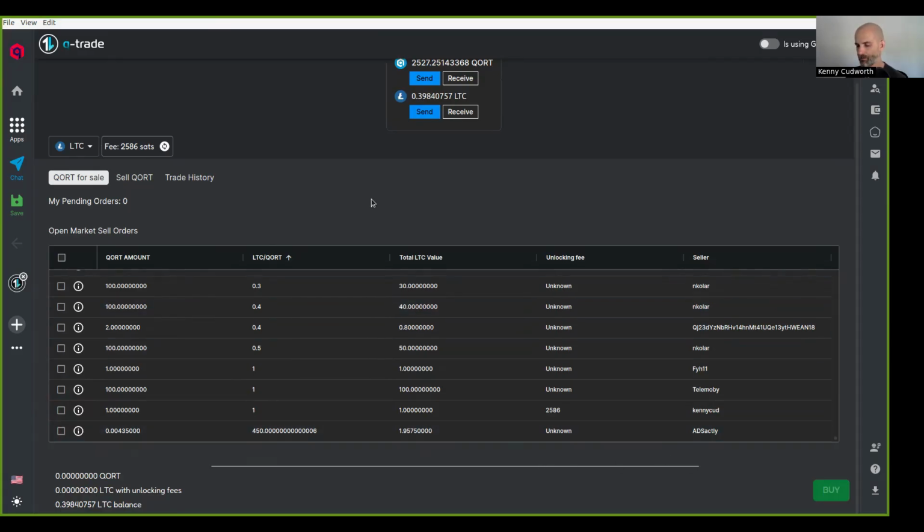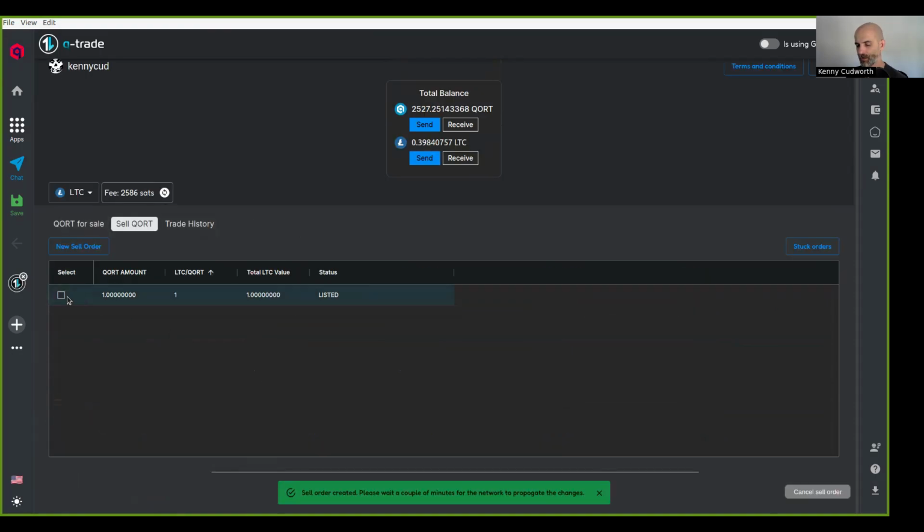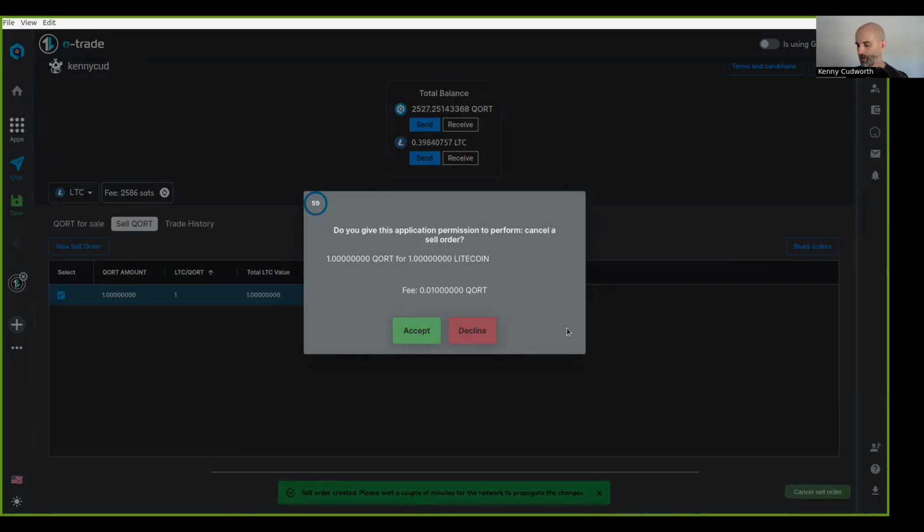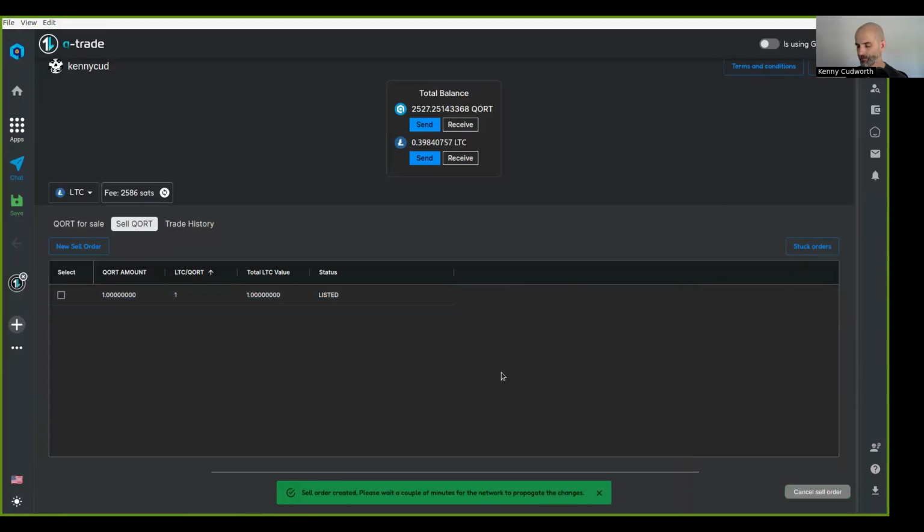And so now I just have to wait till they do that, and even if I was competitive with the price, that can take days. That'll never go through because it's too high. So I'm going to go back to sell quart. I'm going to go back to my listed trade and I'm going to cancel it. So I select it and then I can cancel it down here in the bottom right. And I'm going to have to pay another fee to cancel it. Accept. Okay, so that'll take a couple minutes to go through the blockchain, and we don't need to wait for this one because we'll move on to other stuff.